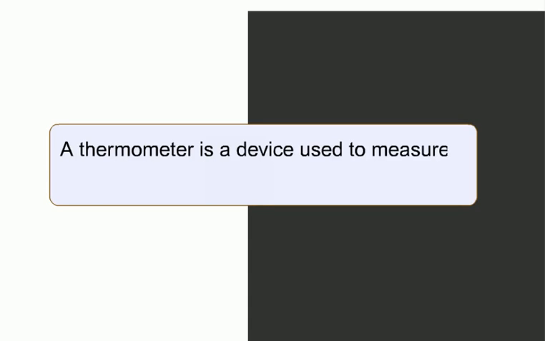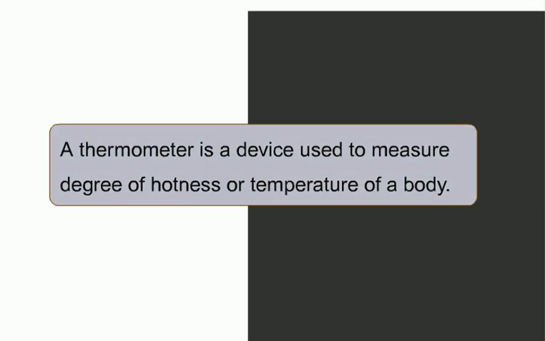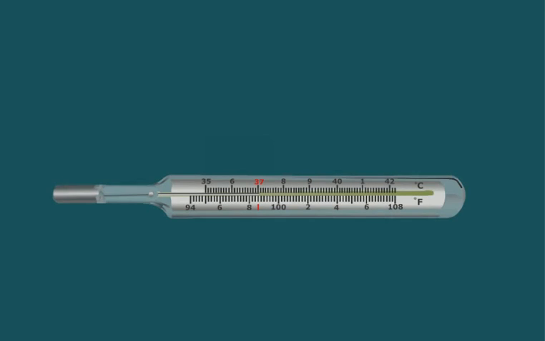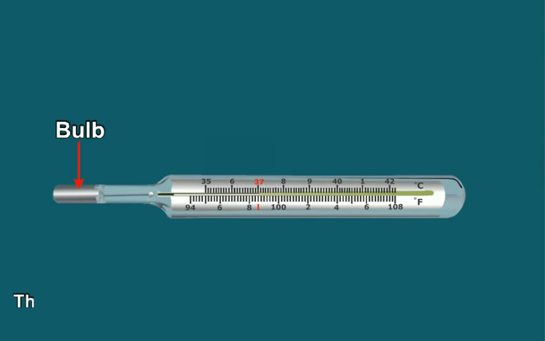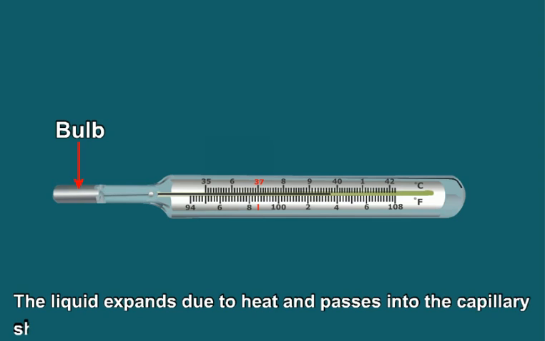A thermometer is a device used to measure the degree of hotness or temperature of a body. A thermometer is shown in the given figure. The thermometer bulb is filled with thermometer liquid. Students, the liquid expands due to heat and passes into the capillary, showing the temperature of the body.